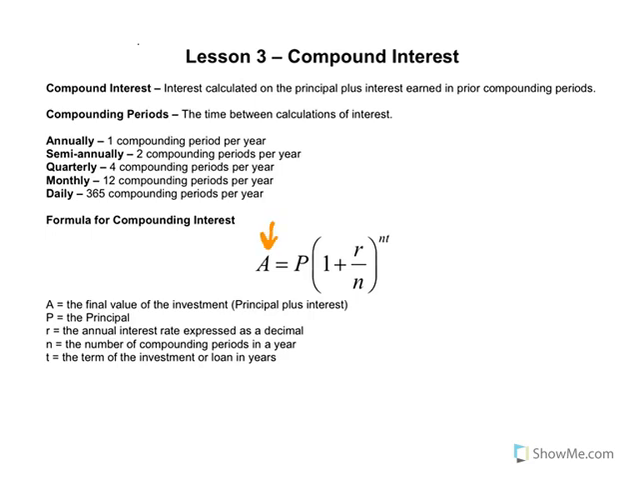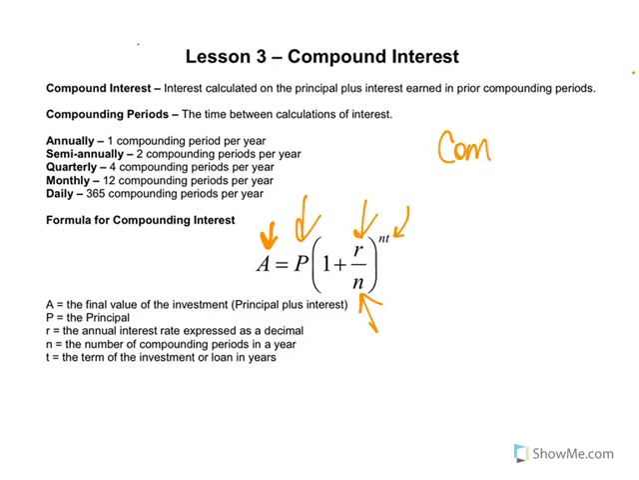A right here is your future value. It's what you want it to be at the end of the investment or the loan. P is your principal, so how much you're investing. R is your interest rate as a decimal. N is a new term, so N is your compounding periods, and T is your term.